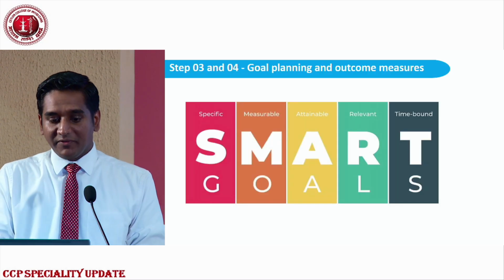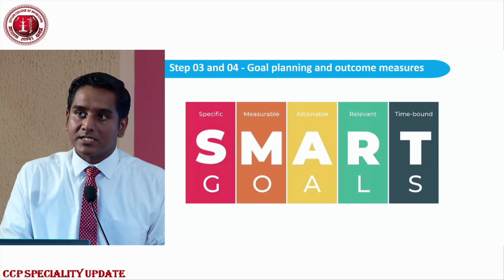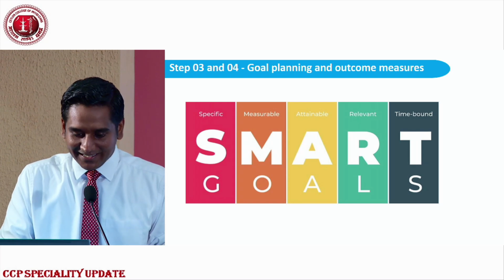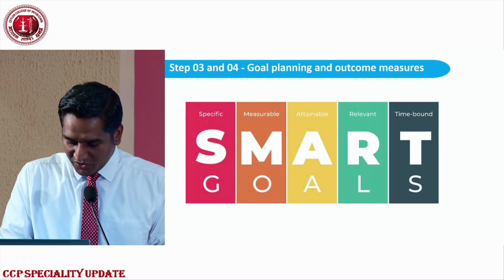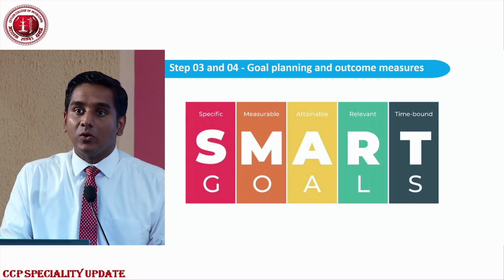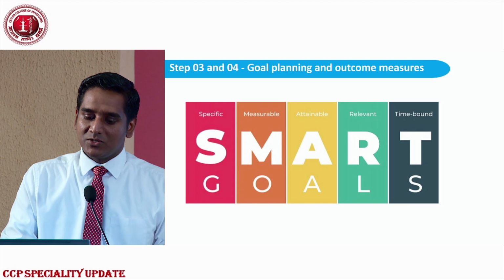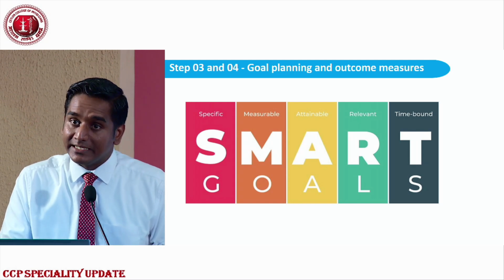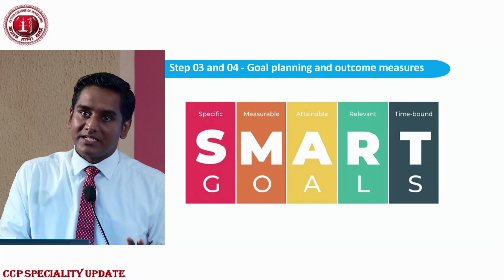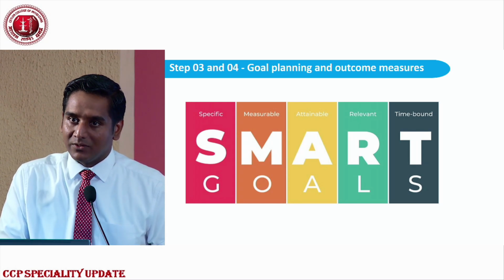Right, step 3 and 4, goal planning and outcome measures. We all know this mnemonic for goals, SMART goals. So I try to put several goals for our patients. So what happens is actually, initially when the referral comes, a doctor would go and see the patient in the ICU, then get information about how the medical things and how stable the patient is.